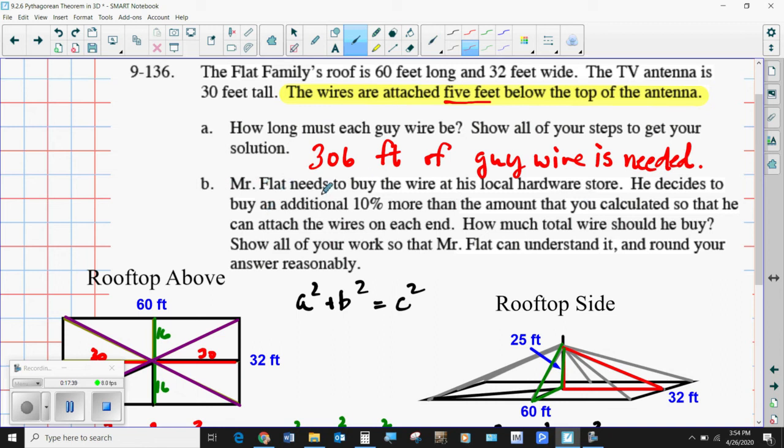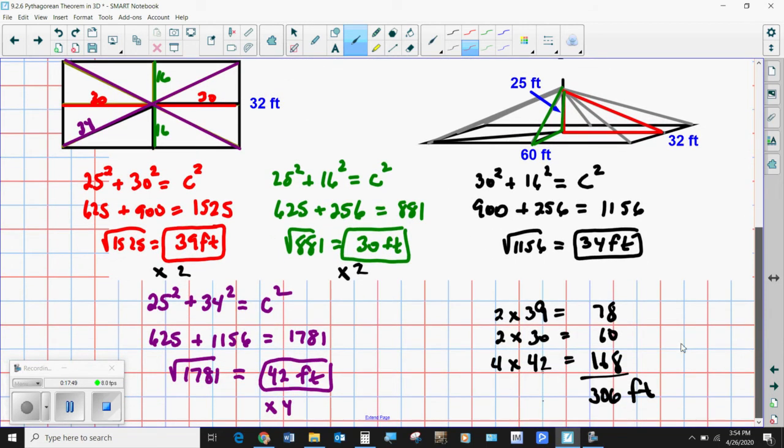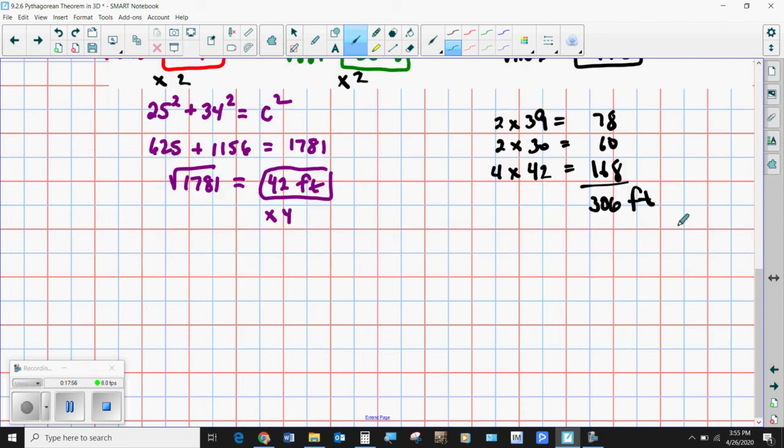All right. Mr. Flat needs to buy wire at his local hardware store. He decides to buy an additional 10%. Not a bad idea. You know, you mess up with the cutting and you just end up having to go back to the store. So what is 10% of 300? 10% would be, I guess, 30, right?